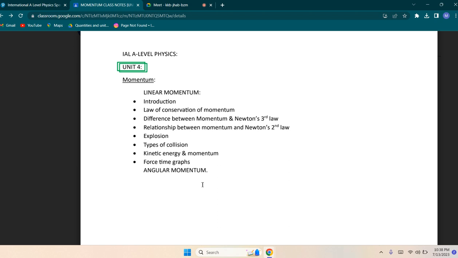In unit 4, there are 4 topics. First one is momentum including circular motion. In total, this topic will be named further mechanics. And then after further mechanics, you have electric and magnetic fields. And after electric and magnetic fields, we have nuclear physics.